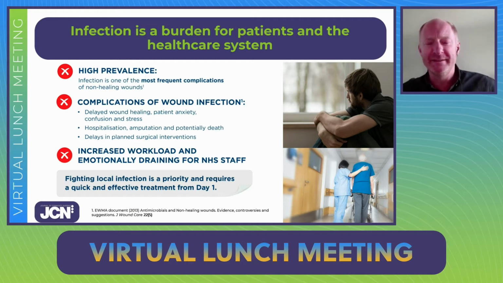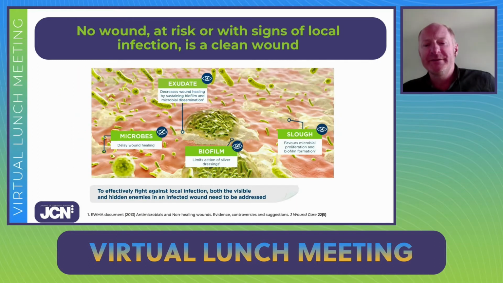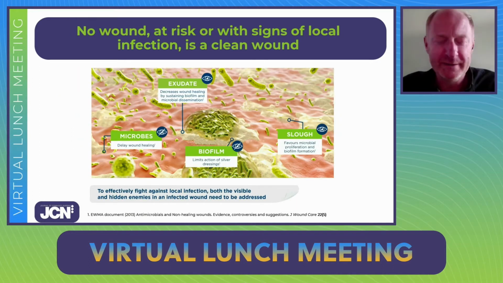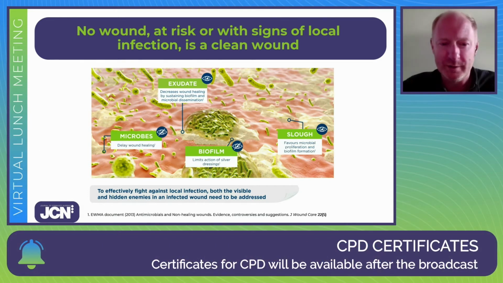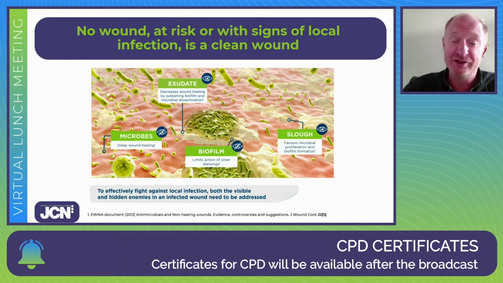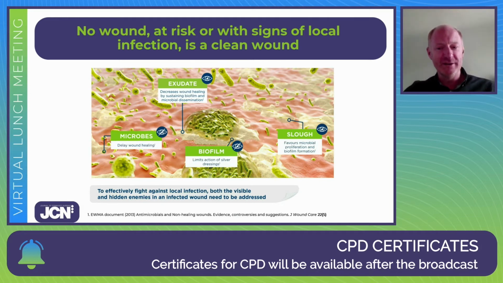So let's look at the enemies that we need to fight when tackling wound infection. Now, some signs to look for if you suspect a wound infection are unpleasant smell coming from the wound, redness around the wound, what we call erythema, which is potentially spreading, a wound which is more painful than usual, a change or an increase in the wound exudate, or any bleeding that wasn't there before, the presence of large amounts of slough.